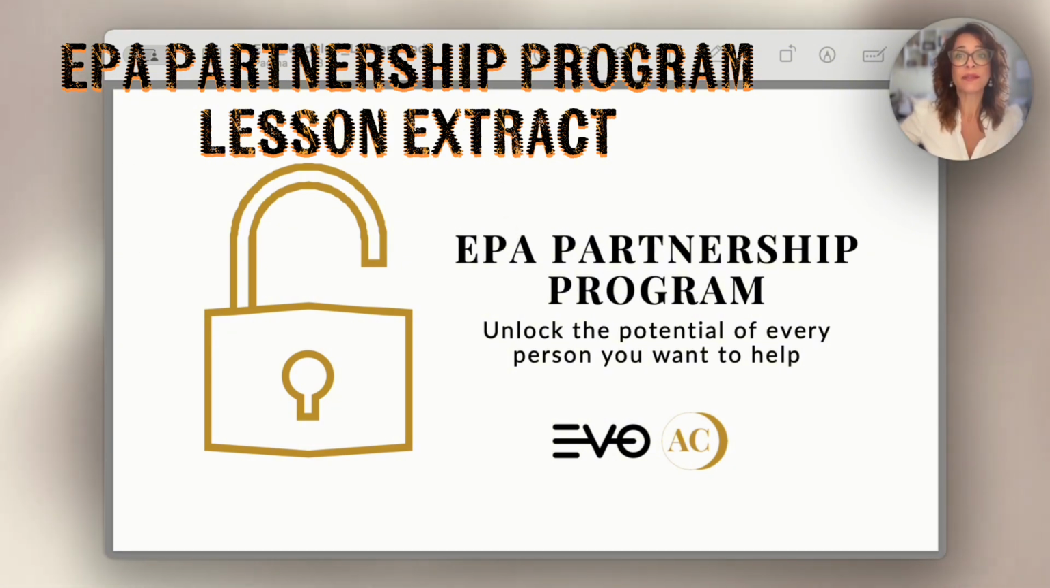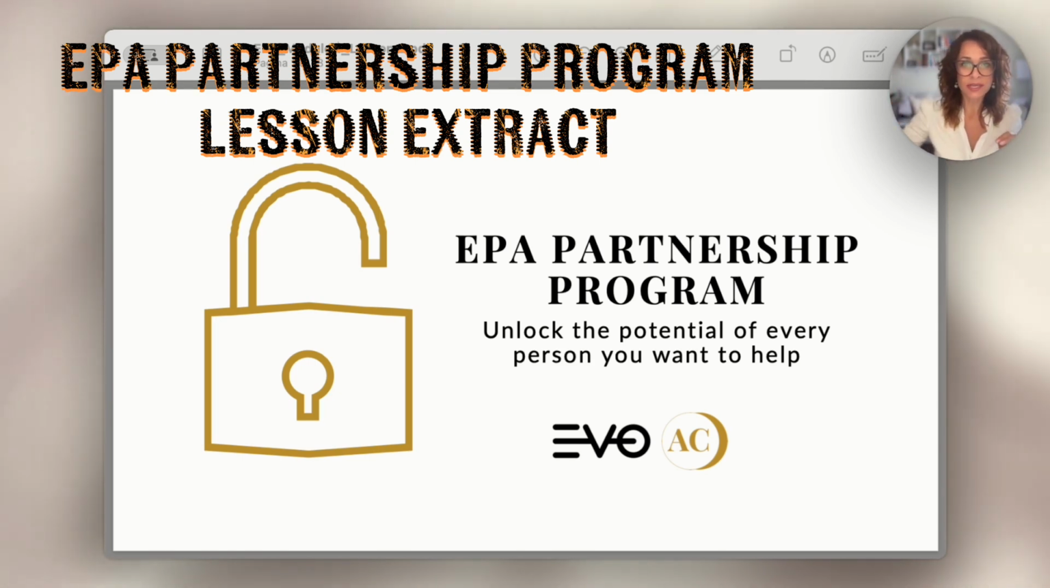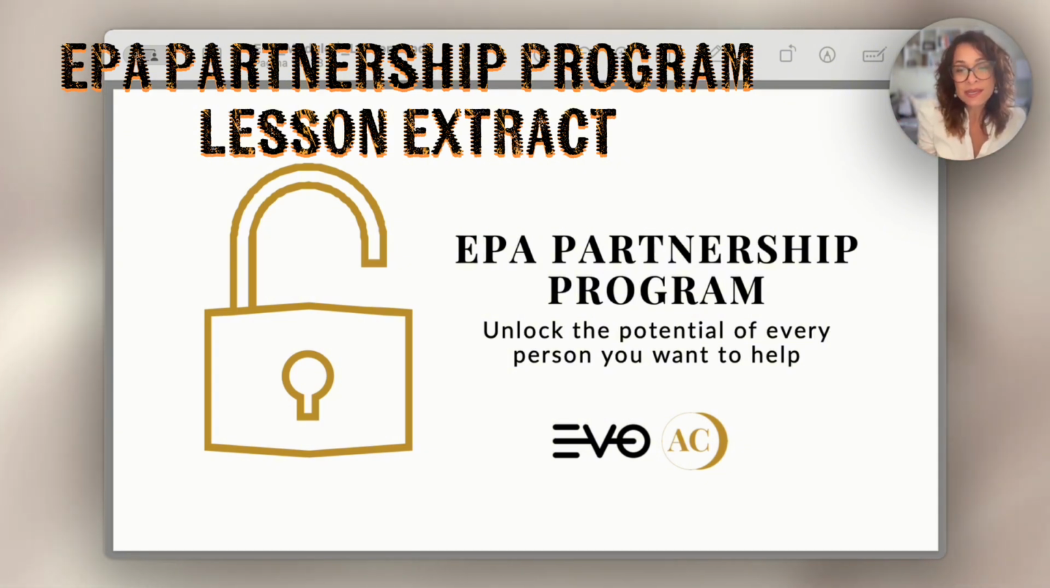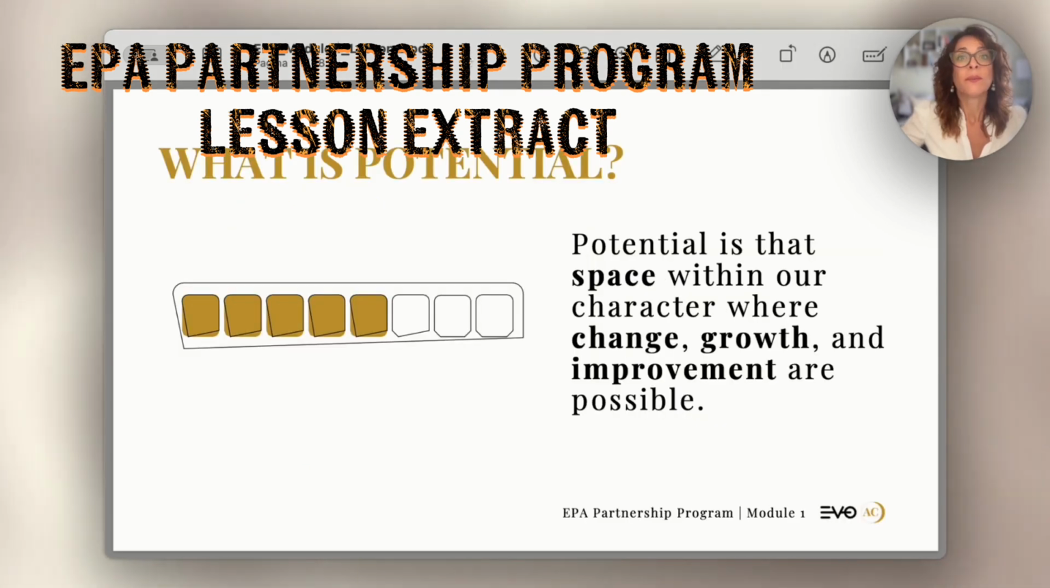Now, let's start with the word potential. The objective, the goal of the EPA test is to unlock the potential of every person that we want to help, be it a life coaching client, a business client, a marketing client, a career coaching client, mentoring client, whatever. We want to use this tool to unlock the potential. So first of all, we need to see what this potential means, right?